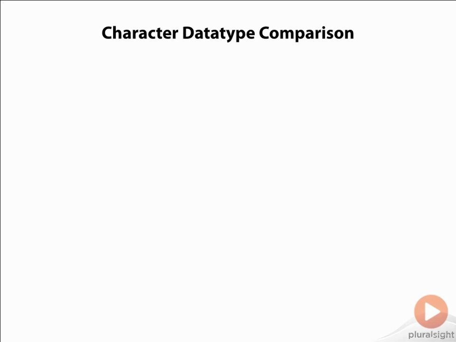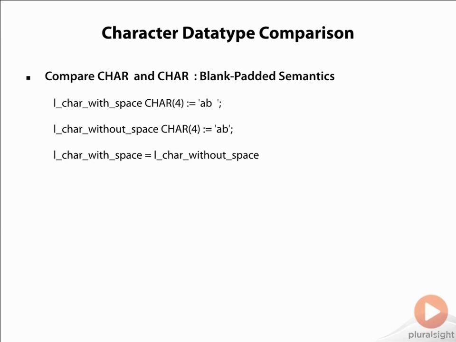Let us talk about the comparison semantics involving character data. If we compare a char with a char, it blank pads them before comparison. So a char variable assigned a value of AB space space would be equal to a char variable assigned a value of AB without spaces, when both have a size of 4.